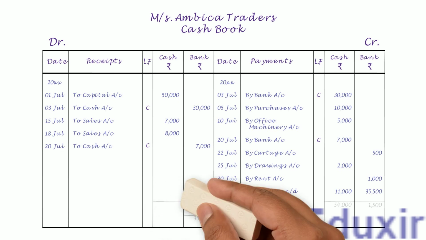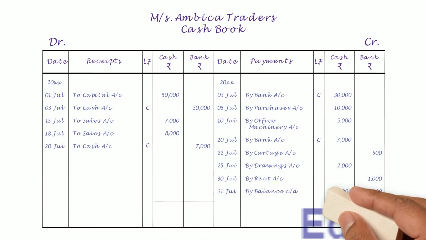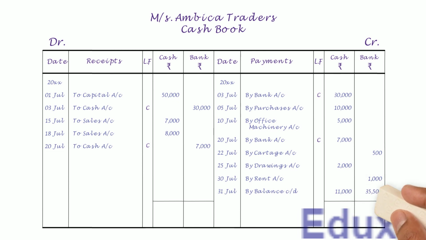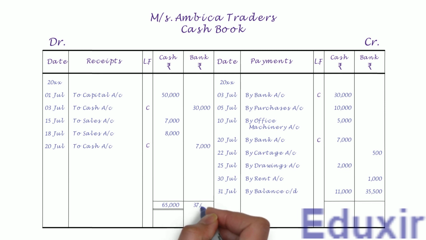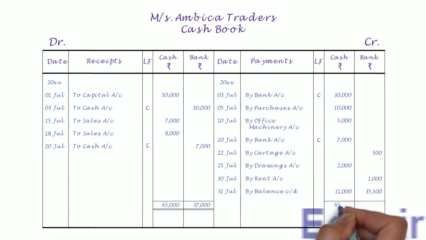Now, if you total, as we have already done, the total of all the receipts on the debit side under the cash column will be 65,000. And the total of all the receipts on the debit side under the bank column will be 37,000. Similarly, the total of all the payments on the credit side under the cash column will be 65,000. And the total of all the payments on the credit side under the bank column will be 37,000. So, the bank column cash book is balanced.